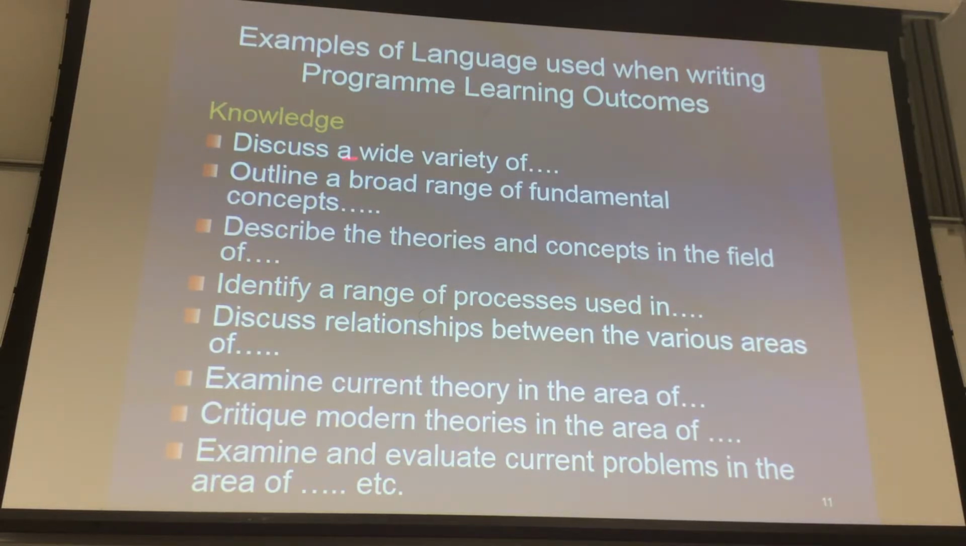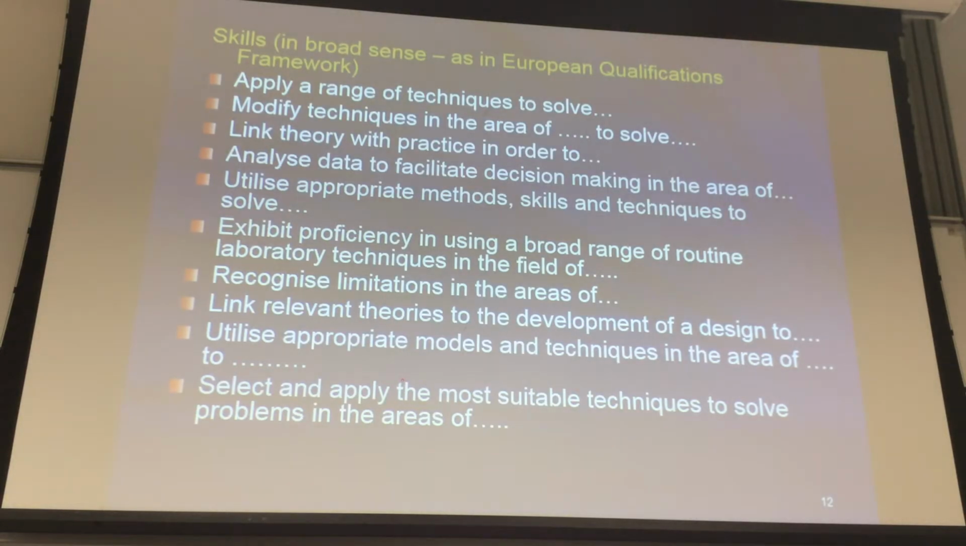The professors often ask me, if we want to write a program learning outcome in the area of knowledge, where do we start? This is where you start. So you look at your master's program and you look at these prompt words here and you say, are any of them relevant to what my master's program is all about?